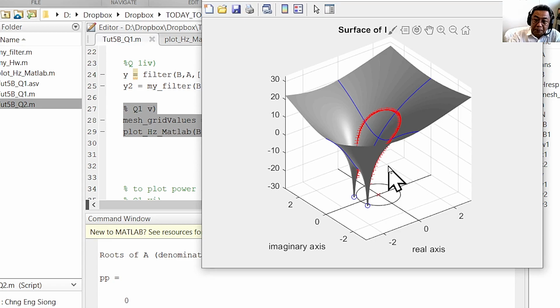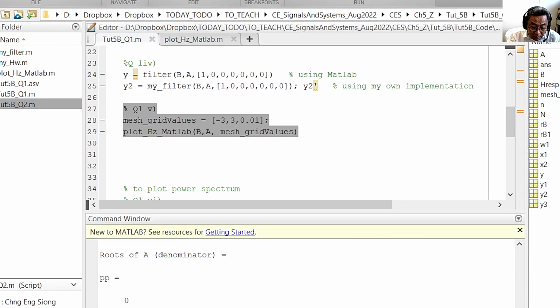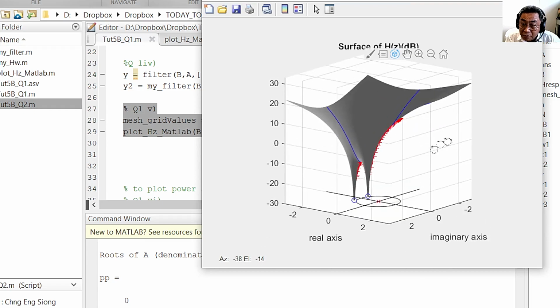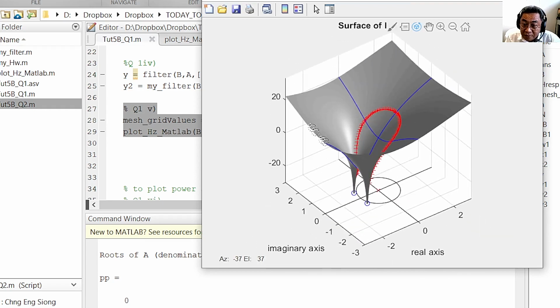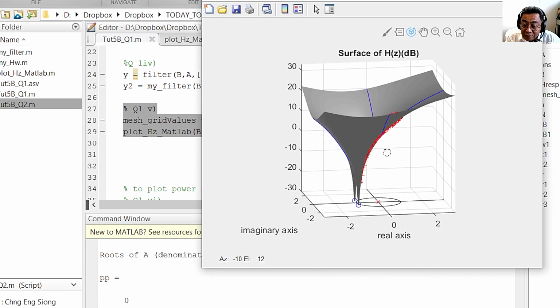surface. We also sketch the red circle, which is the unit circle on the surface, and this would become important later. You can rotate this surface by clicking on this square and then moving your arrow around to visualize this surface, and you'll see that it looks like a curve going down.